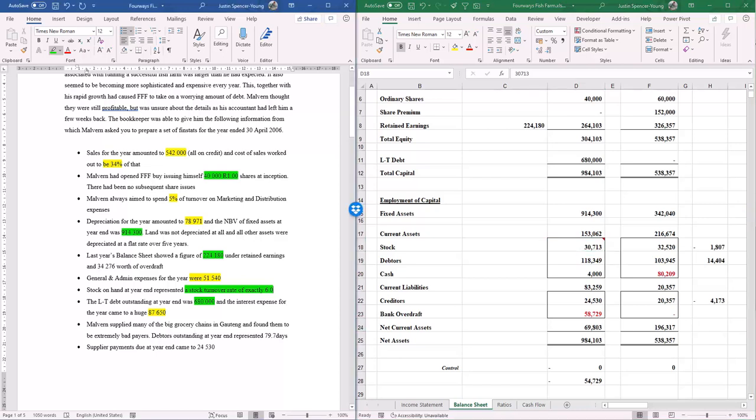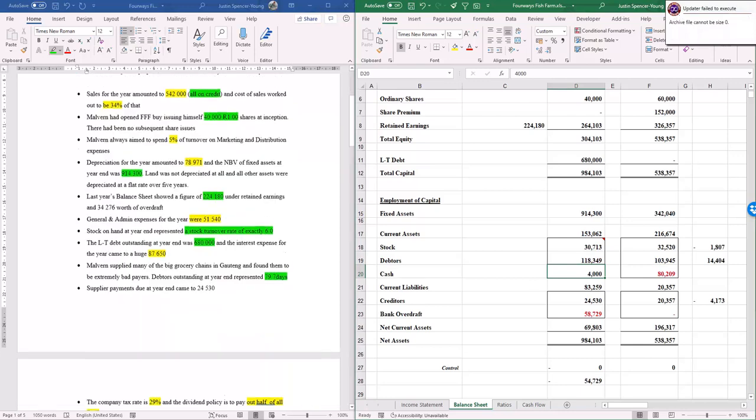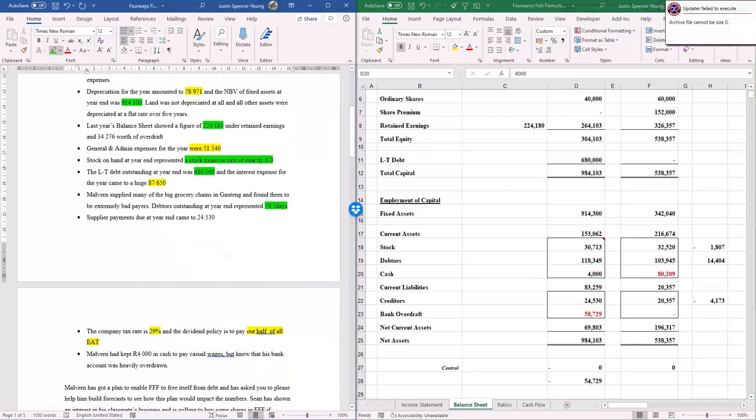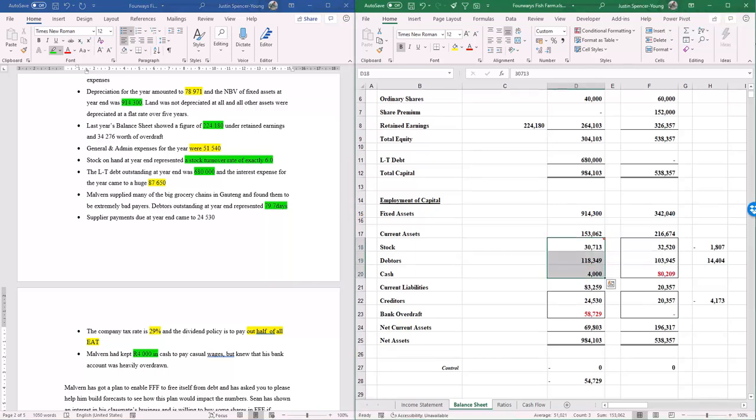Right, the debtors outstanding in the year represented 79.7 days. That's precise, 79.7 days. And we need to tie that back to the sales number, which is all on credit. So take the sales number, divide it by 365, multiply it by 79.7, and you will have a debtors number. All right, the cash on hand was given to us. There's the cash. All right, so we can plug that in. Therefore, we've completed all of the current assets.